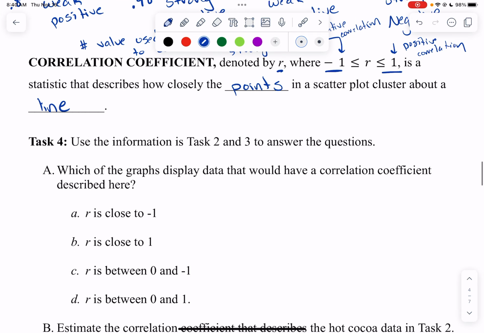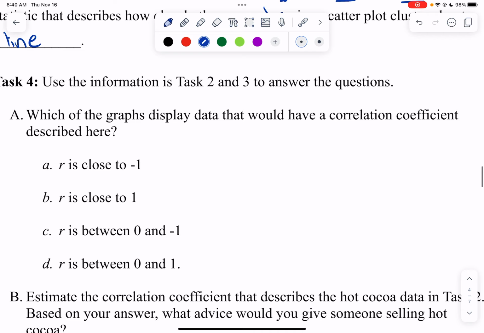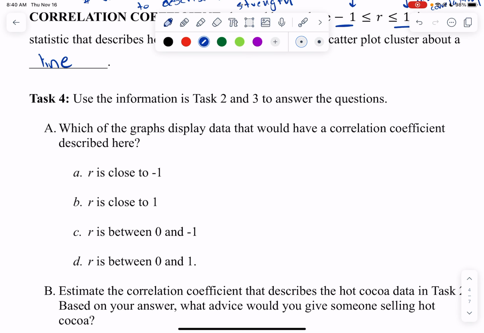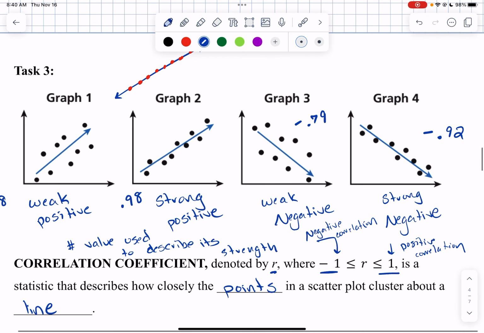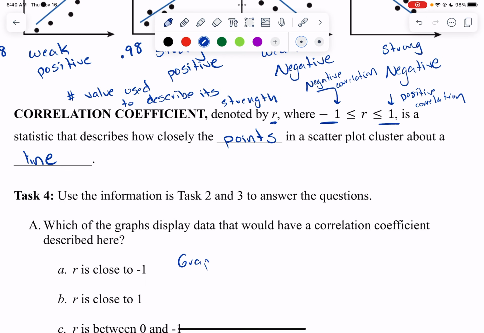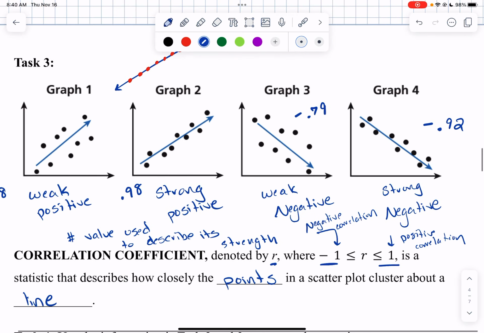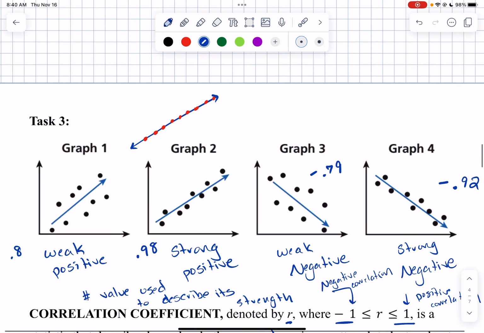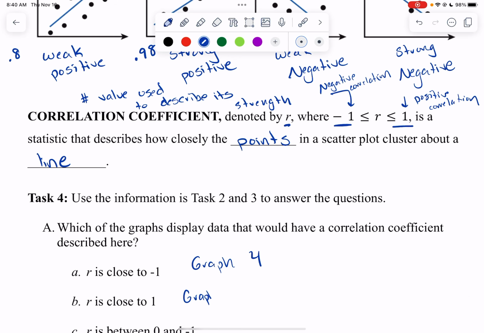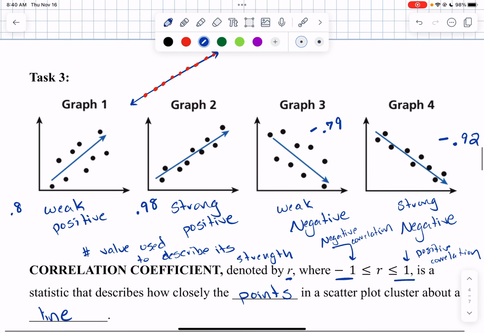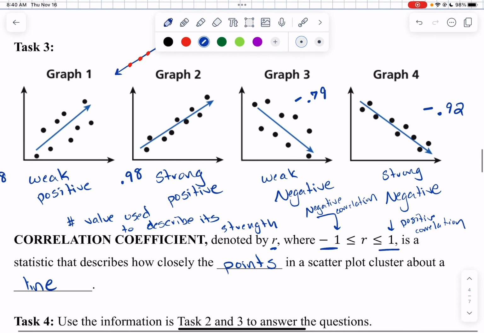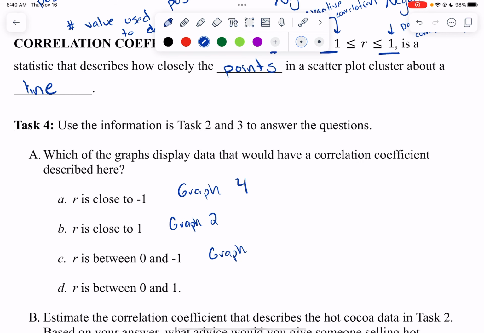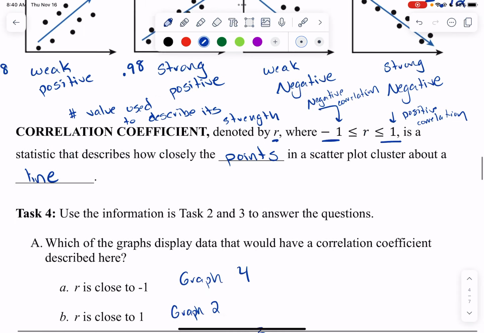Okay, so we've already talked about this a little bit. Use information in tasks 2 and 3 to answer the questions. Which of the graphs displayed, so up here, graph 1, 2, 3, or 4, is going to have an R that is close to -1? Well, that's going to be graph 4, because it's a strong correlation and it's negative. What about an R close to 1? Well, that's going to be graph 2, because it's a positive correlation and it's pretty strong. An R in between 0 and -1, well, that's going to be graph 3. And then the R between 0 and 1 is going to be graph 1.